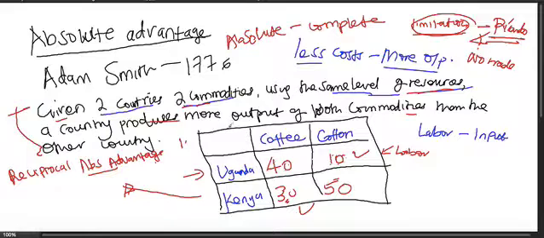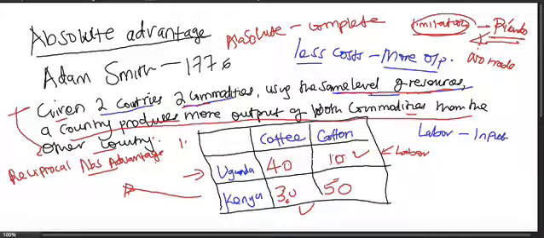That should be the next video. But for absolute advantage, given two countries producing two commodities using the same level of resources, a country produces more output of both commodities than the other country. And that's the conclusion. So, for reciprocal absolute advantage, given two countries and two commodities, of course, one country has advantage in production of one commodity, and the other has absolute advantage in production of the other commodity. That means there is a reciprocal. One is better than the other in one, and the other takes the other.